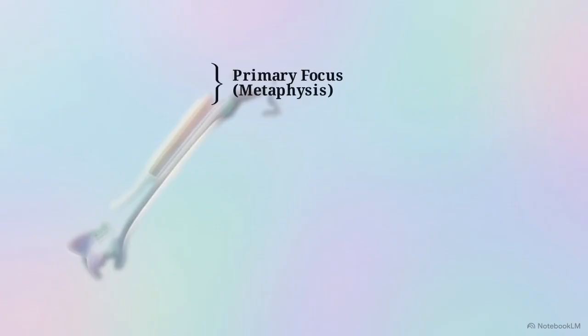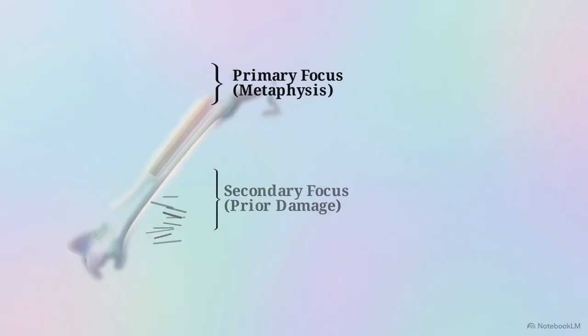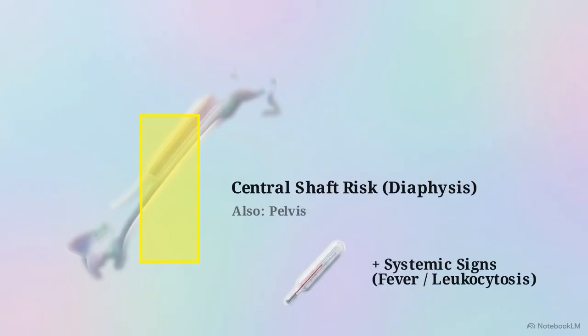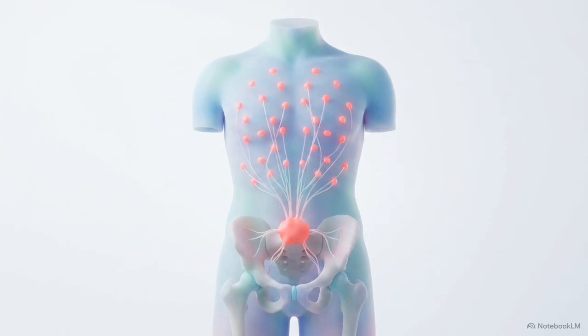In adolescence, it typically develops at the metaphysis of long bones. In adults over 40, it develops as a secondary malignancy at sites of prior bone damage, such as Paget's disease or previous irradiation. Ewing sarcoma is a distinct adolescent pathology that prefers the diaphysis of long bones or the pelvis. Unlike other bone tumors, it often presents with systemic findings such as fever and leukocytosis, mimicking an acute infection. While some bone tumors remain localized, Ewing sarcoma carries a high probability of early systemic metastases.